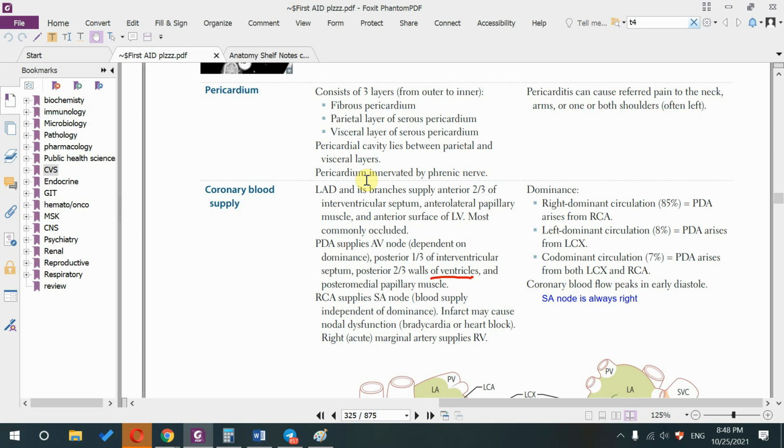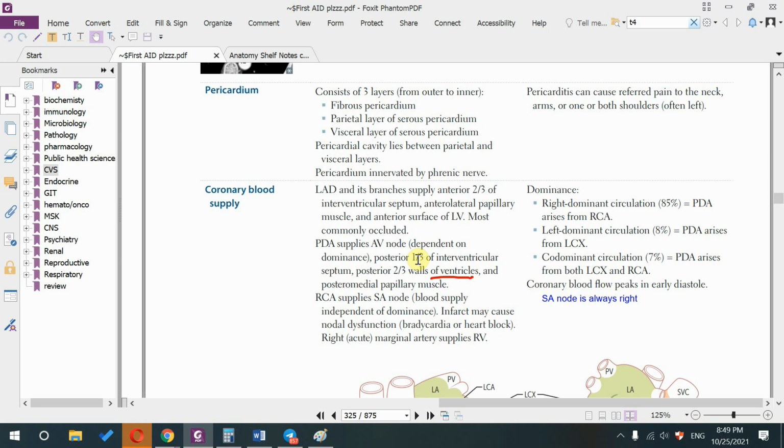So actually there is a cavity between which 2 layers? I told you these 2 are kind of like one. So the cavity needs to be between the parietal and the visceral layer of the serous pericardium. So the pericardial cavity lies between the parietal and the visceral layers. And you have to know the innervation of the pericardium. They keep tricking students by telling them vagus. The vagus, correct, goes near the pericardium, but it does not supply it. The innervation of the pericardium is from the phrenic nerve.